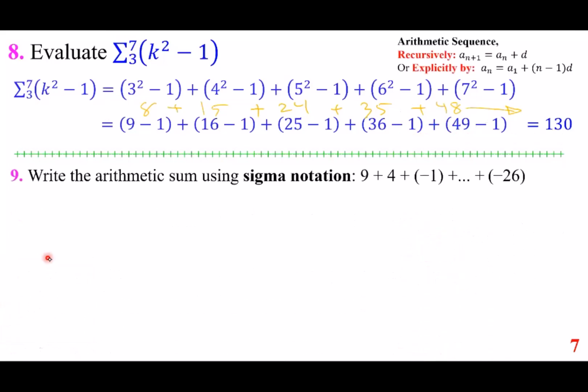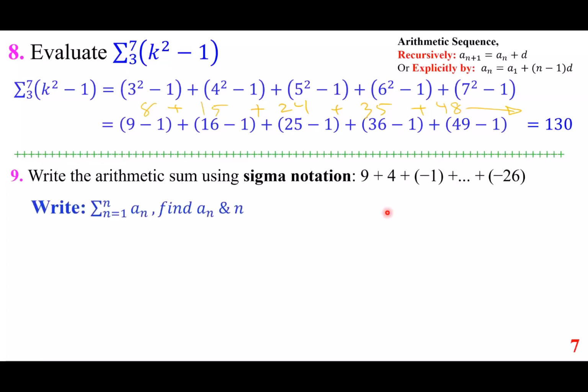Write the arithmetic sum using sigma notation for 9 plus 4 plus -1 all the way to -26. I'm reminding everybody that in the recursive format, a sub n plus 1 is a sub n plus d, and explicitly a sub n equals a sub 1 plus n minus 1 times d. So we want to write it in the form of a summation with a sub n, which means we need to find a sub n and n.